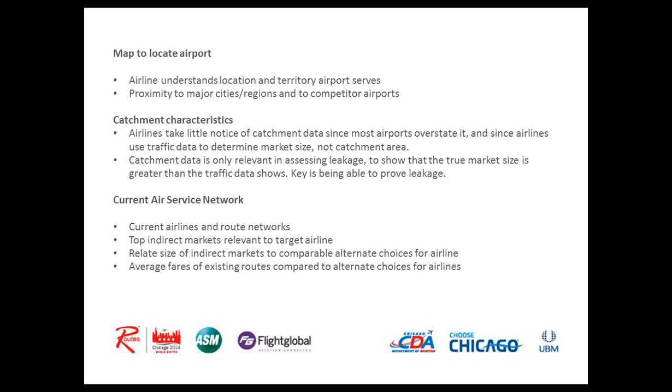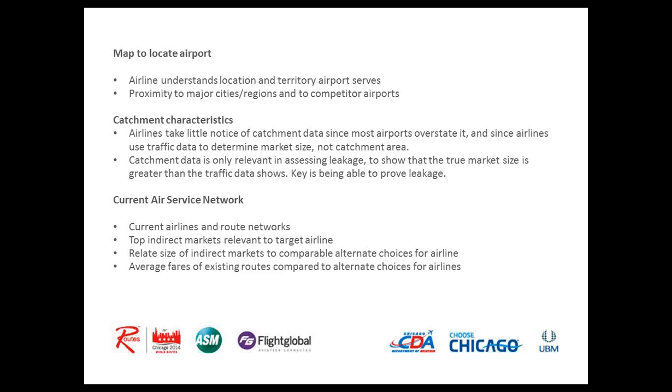So it's really only relevant to assess leakage, because airlines generally establish a market size based on the traffic data, not on the population data. The only time the catchment information is really relevant is if you can show a case to the airline that the market size in terms of traffic is understated, because there is significant leakage to other airports in your area. And if you've got data to really prove that fact, then that is very helpful and should be included.